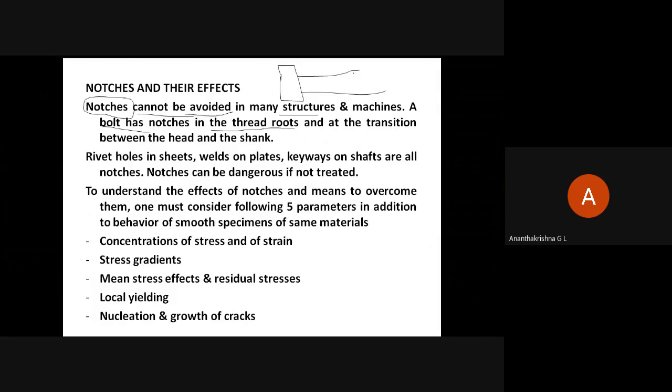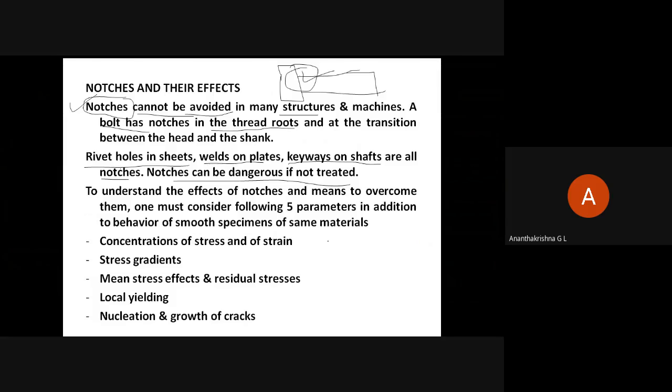So this is the shank of a bolt. Suddenly there is going to be a decrease in diameter, so that's going to be the presence of a notch. Then we have rivet holes. To do riveting, we need to make holes in the sheets before riveting. Then again, welds on plates will give rise to notches, cracks, then keyways and shafts. These are all notches, okay? And these notches can be dangerous if not controlled properly.